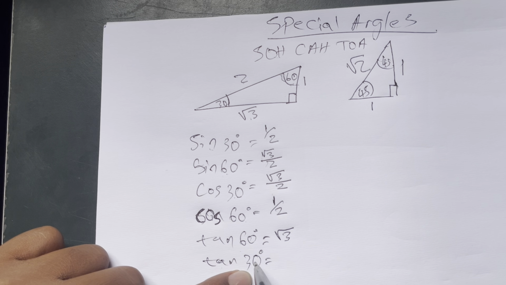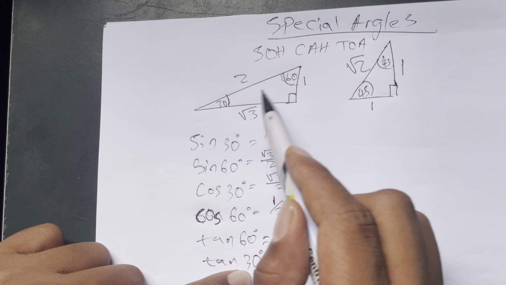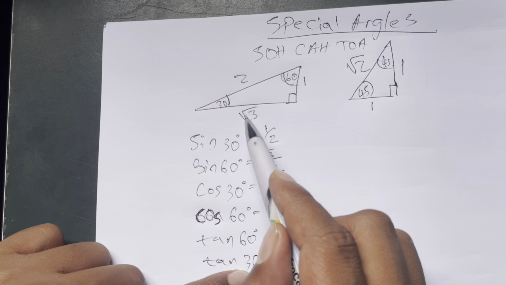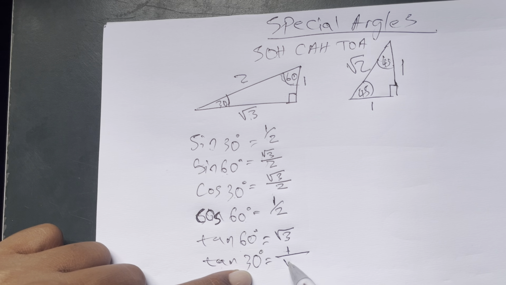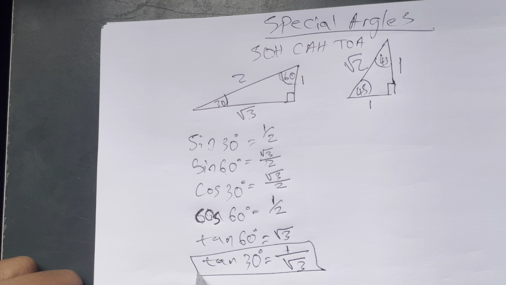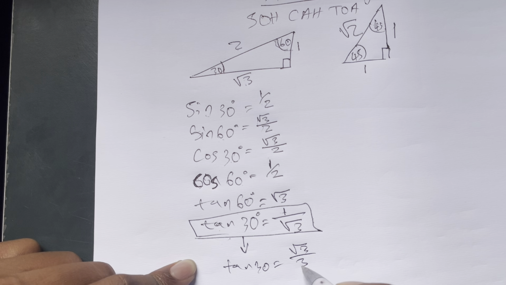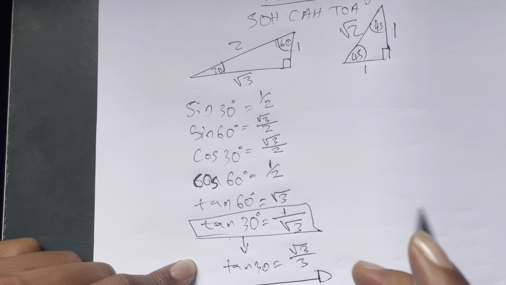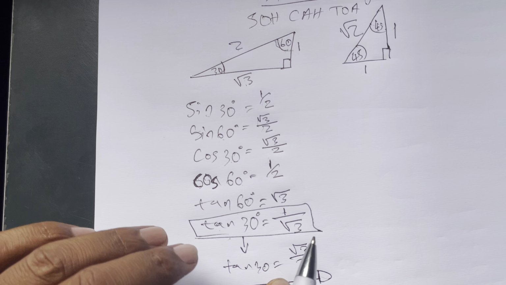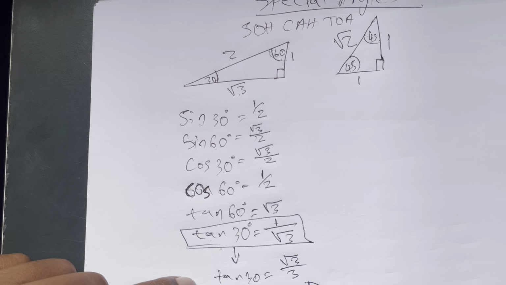So then you have tan 30. Tan 30, it's what? Opposite over adjacent. This one is opposite to 30. This one is adjacent. 1 over square root of 3. But punching tan 30 in your calculator, you could get square root of 3 over 3 because the denominator has been rationalized, which is why the questions will say without the use of a calculator. Okay.